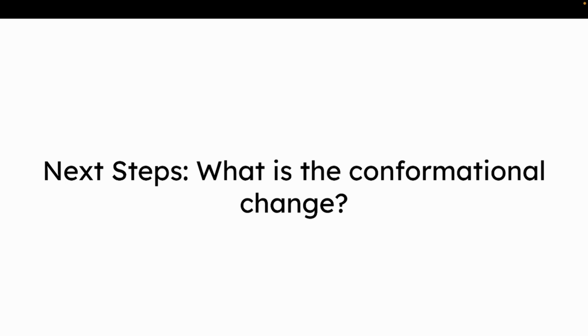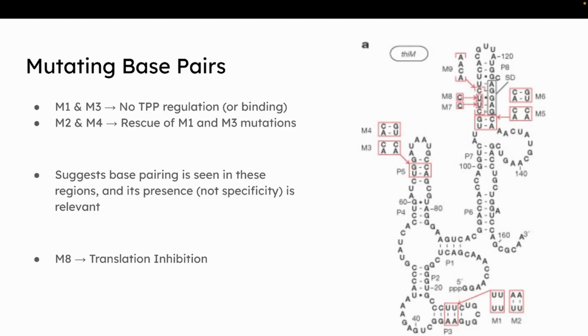Okay, so that's all great, but we don't actually know what the conformational change of this riboswitch is once we add or don't add TPP. And so that's sort of what the scientists were trying to look for later on, and they did this by mutating base pairs, right? This was just to see how this double-strand binding was behaving. The figure on the right, just ignore most of the mutations. The ones I want you to look at are M1, M2, and M3, M4, right? Just these two regions over here.